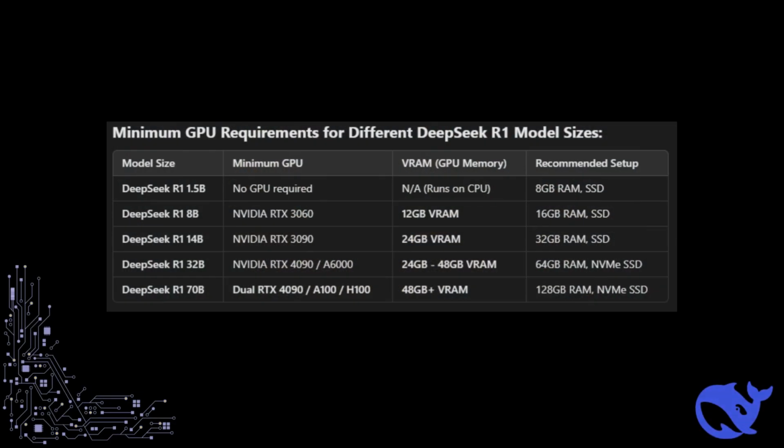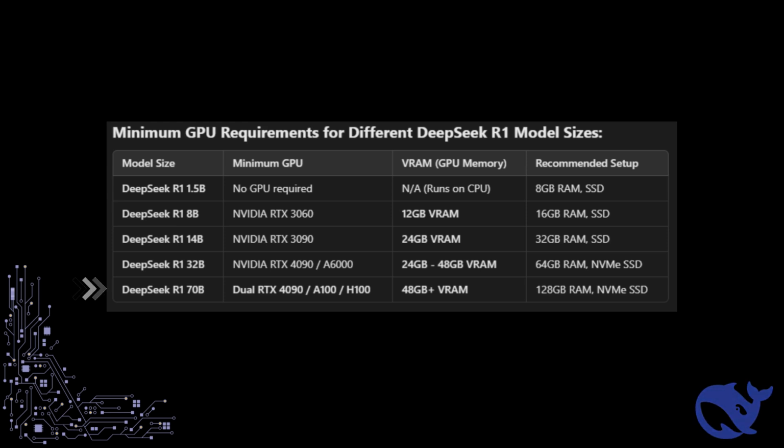The hardware you need depends on the model size you want to run. Minimum system requirements: DeepSeek R1 1.5B runs on CPU, 8GB RAM recommended. DeepSeek R1 8B: RTX 3060, 12GB VRAM or higher, 16GB RAM. DeepSeek R1 14B: RTX 3090, 24GB VRAM or higher, 32GB RAM. DeepSeek R1 32B: RTX 4090/A6000, 24GB to 48GB VRAM, 64GB RAM.